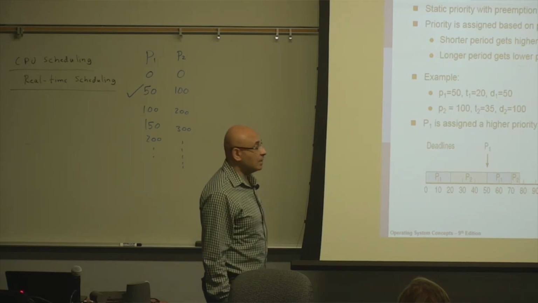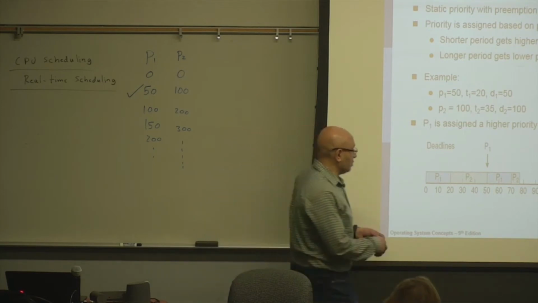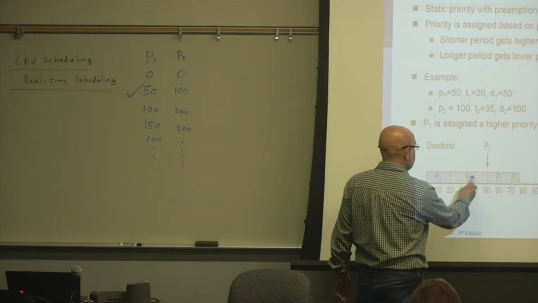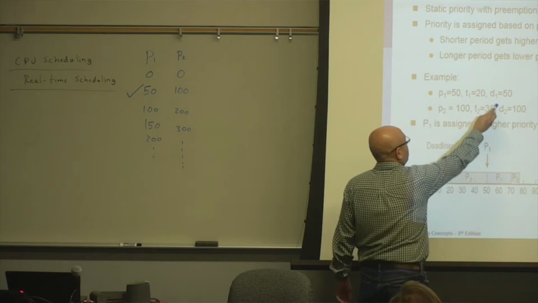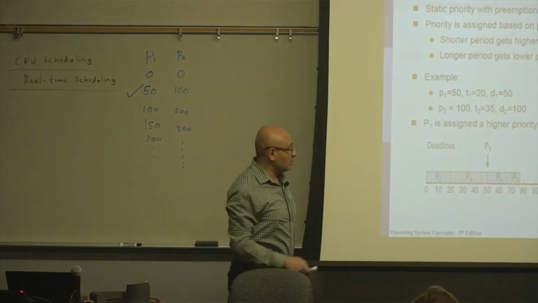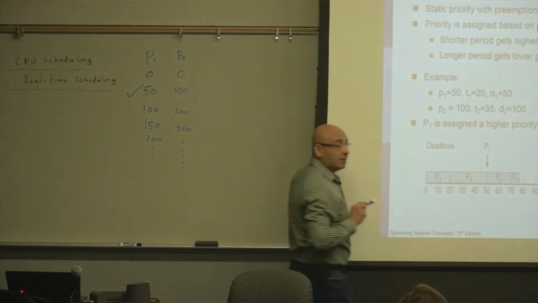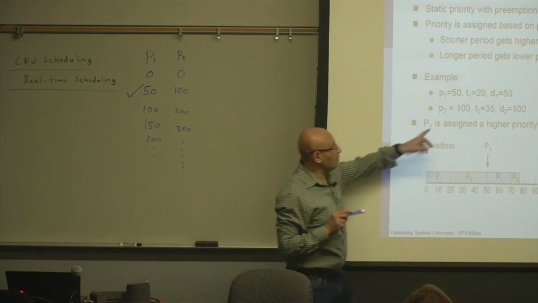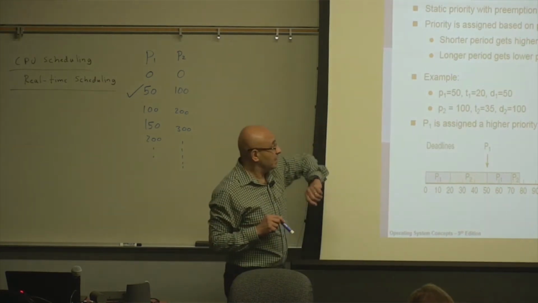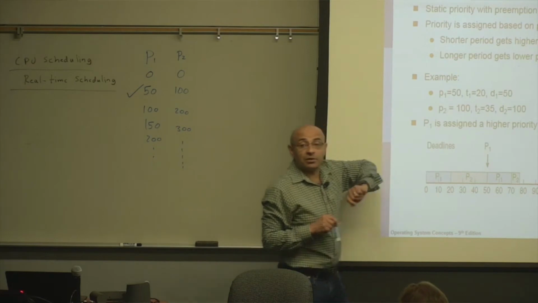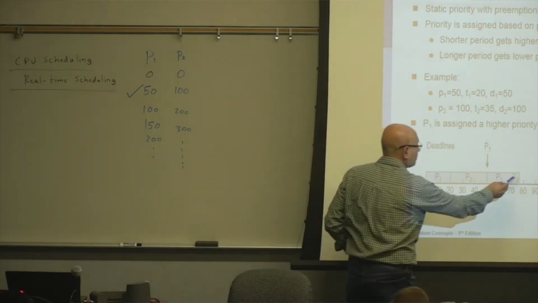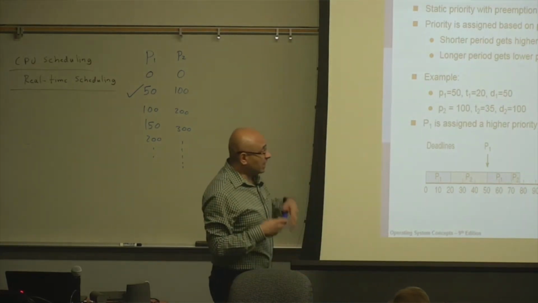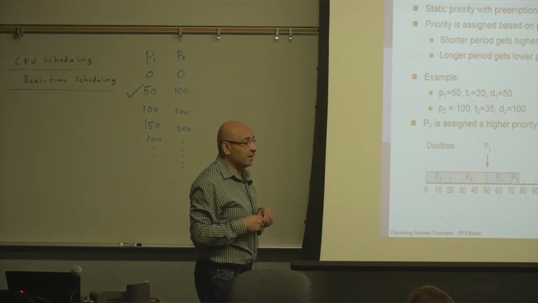Just 5. Why? Because it took 50 minus 20, that's 30. So P2 took 30 out of 35. So P2 already got 30 here, and the total that it needs is 35. So it needs 5 more. Okay? So it will get 5 more and it will finish at 75.